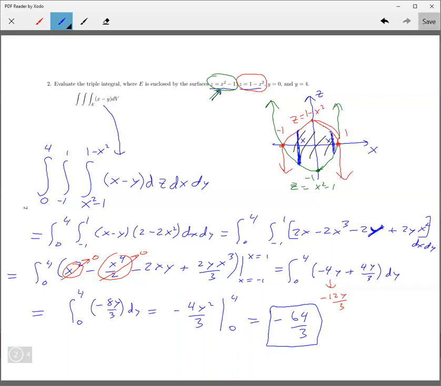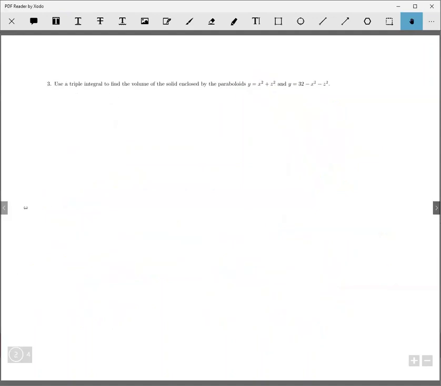Any questions about that one? This is just giving you an introduction to triple integrals. Okay, so let's go on to number 3.